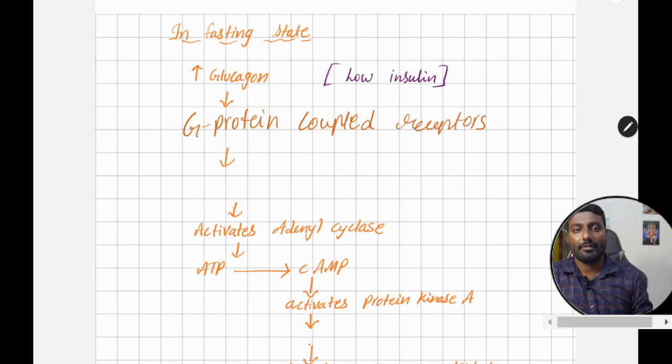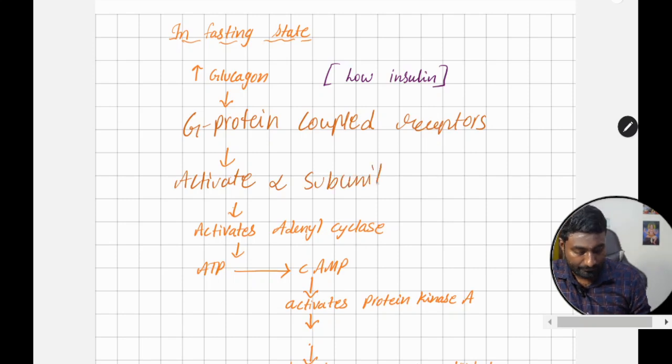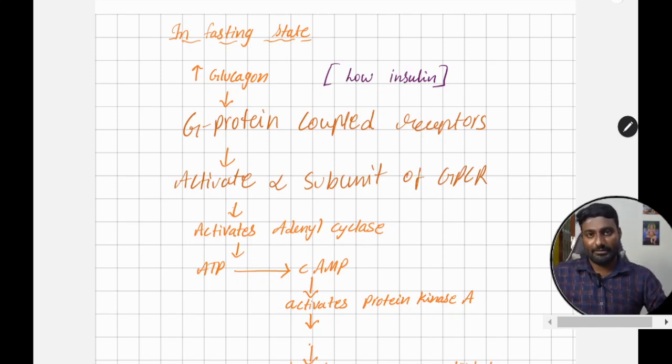Okay, now it is going to activate the alpha subunit of the GPCR. See, the GPCR has three subunits in it: alpha, beta, and gamma. Okay.